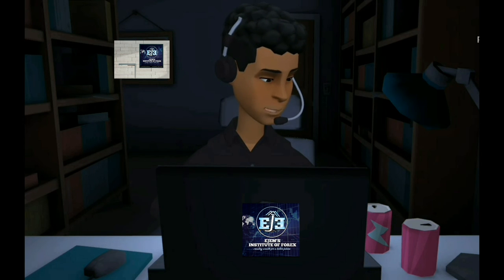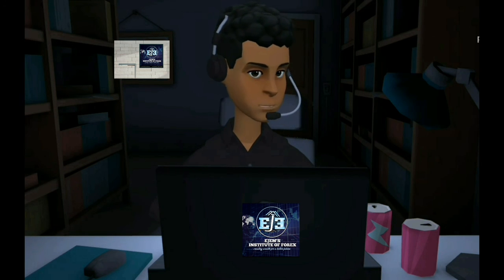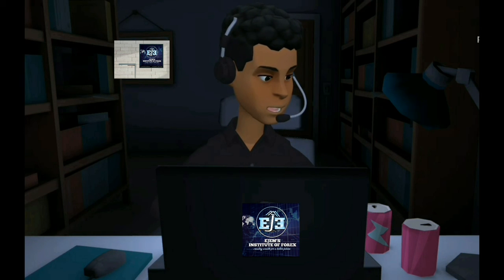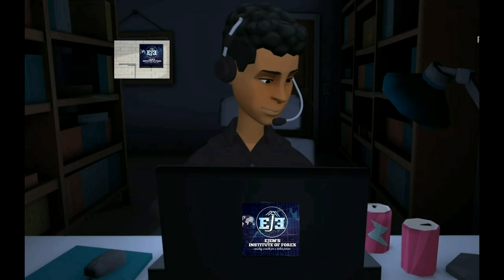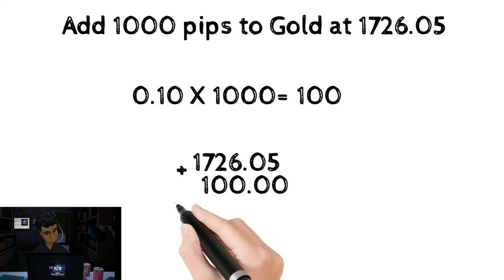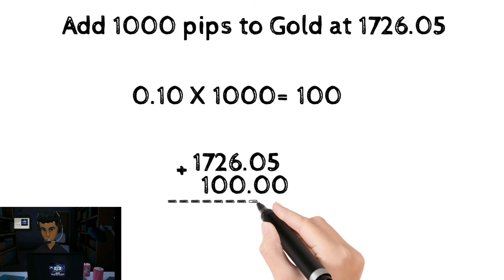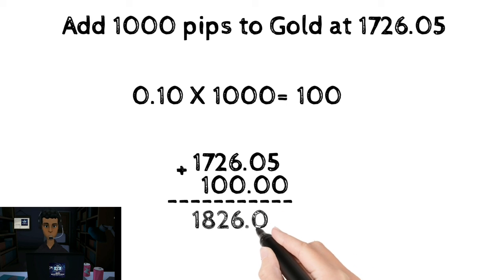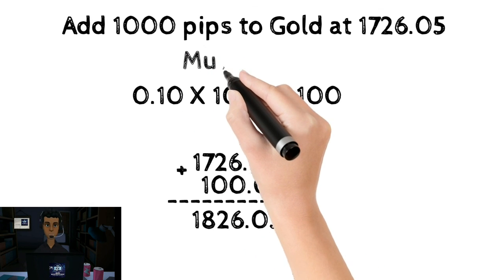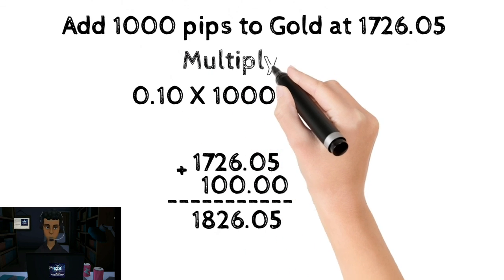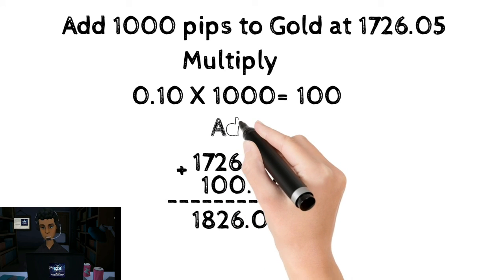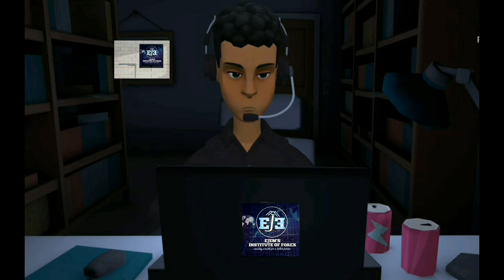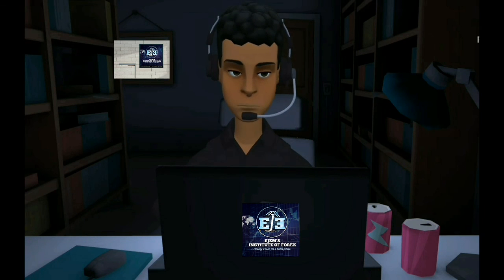If gold is at 1726.05, let's add 1000 pips to it and see. I'm trying different values to let us know that it could be possible. Multiply 0.10 by 1000, which will equal 100. Then add 1726.05 to 100.00, which will give 1826.05 as the final answer. So easy, guys. You can try this on your own.